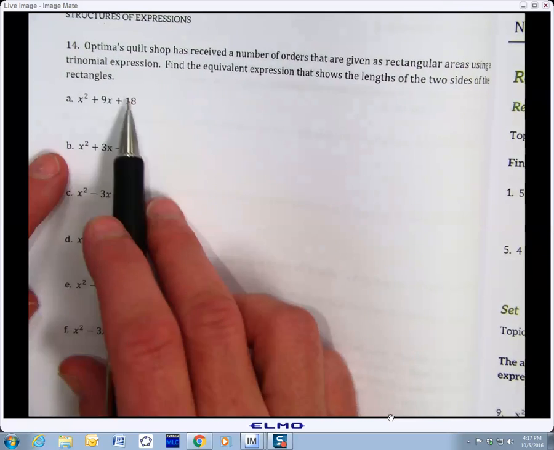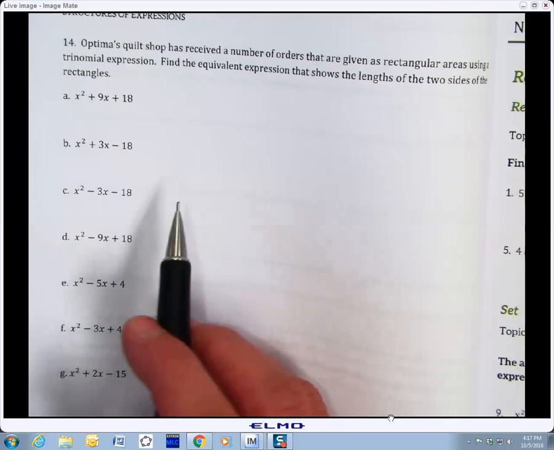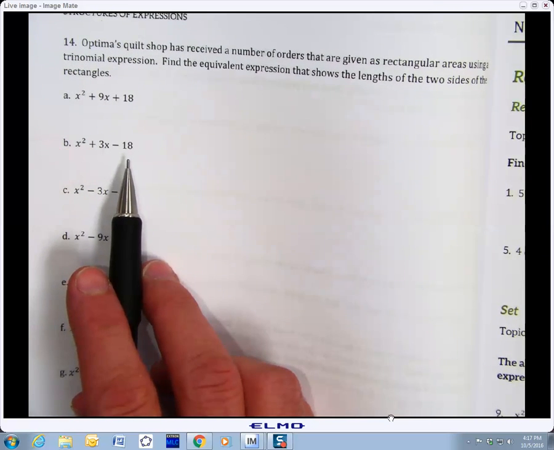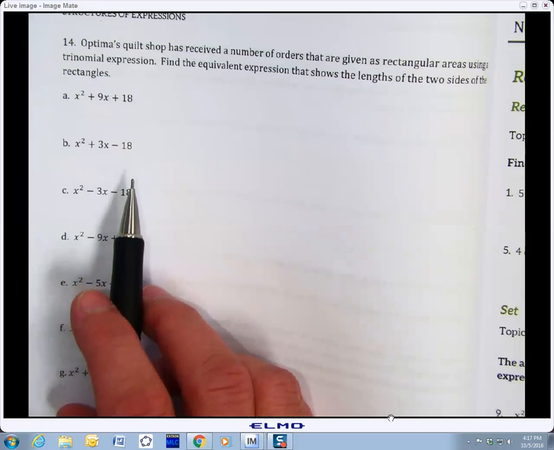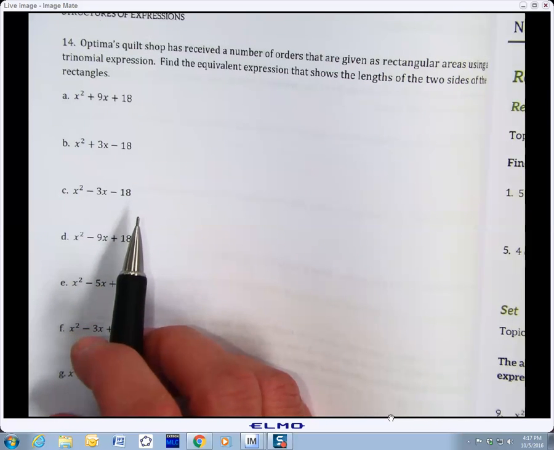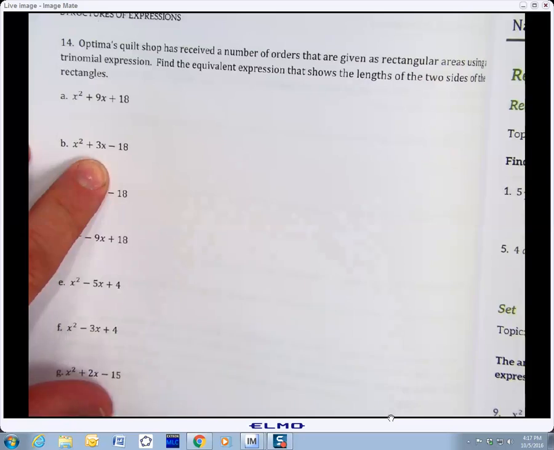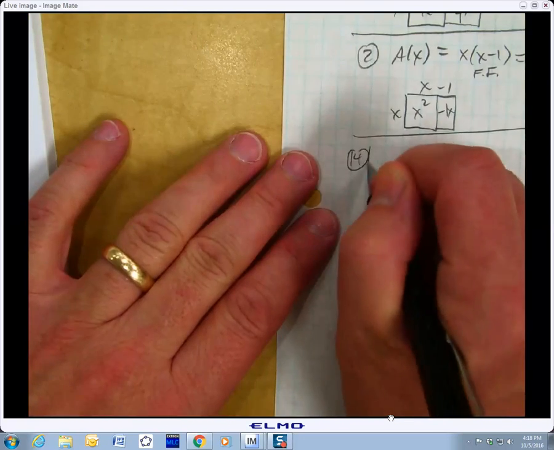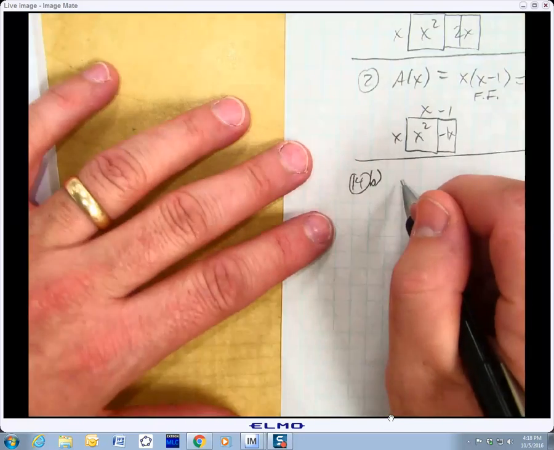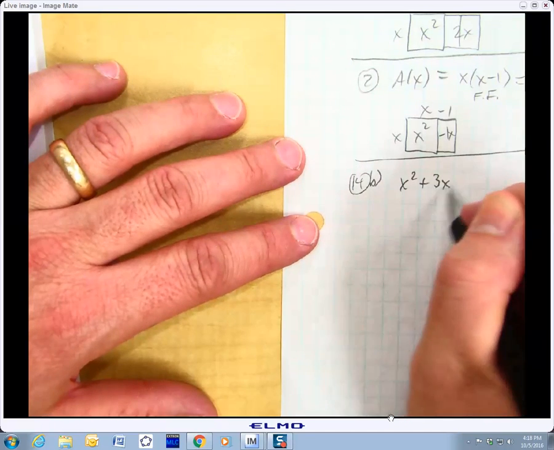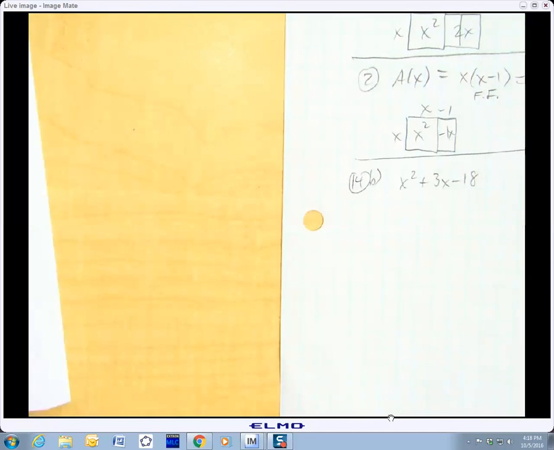So what I would like to do is maybe do as a sample a 14b. And you could put this anywhere on your task. You could do it right after what you just finished. That's where I'm going to put it. I'm going to take x squared plus 3x minus 18, and we'll do that one right now. This is 14b. They gave us x squared plus 3x minus 18.